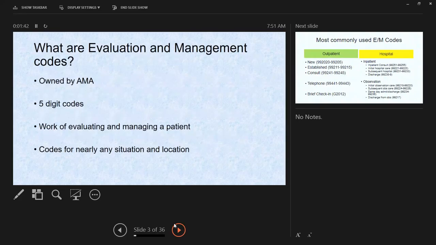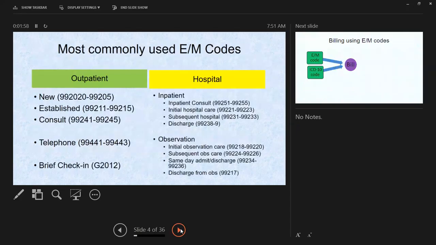Evaluation management codes are owned by the American Medical Association. They're all 5-digit codes. Again, this describes the process and the work of evaluating a patient and managing that patient. There are codes that exist for almost any location and any situation when it's medically necessary to evaluate and manage a patient. The basics and what we need to know for urologists is that typically we're going to use 2 different sets of evaluation management codes.